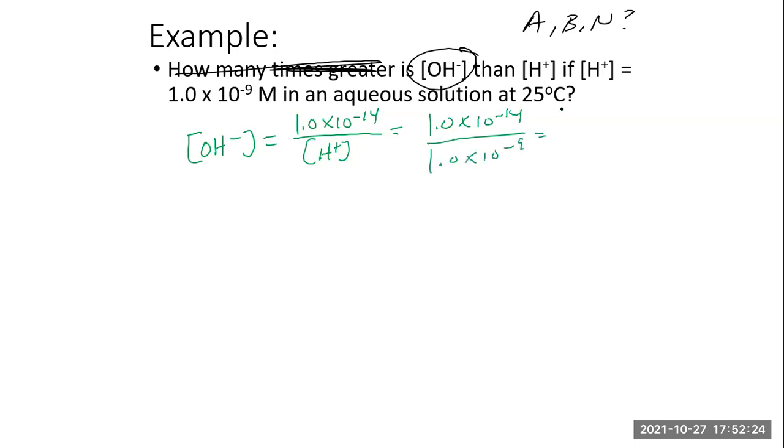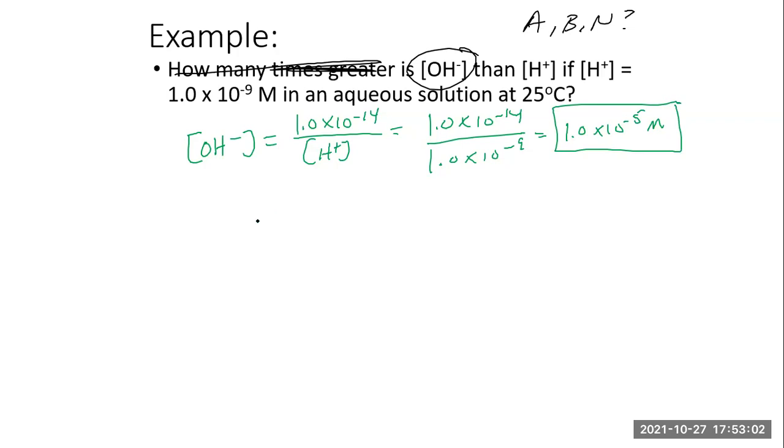And again, we would go with our 1, our exponent button, negative button, 14, divided by 1, exponent button, negative button, and 9. And we end up with 1 times 10 to the minus 5. In this particular case, 1.0 times 10 to the minus 5. Again, we do need the molarity there as it is a concentration.